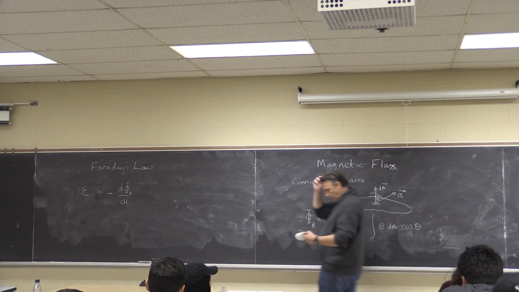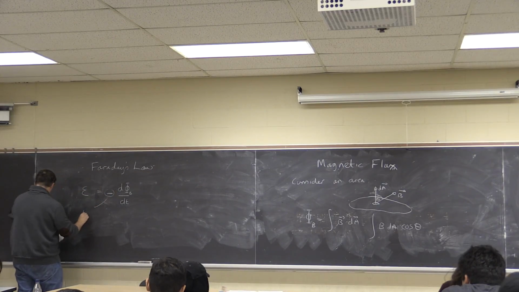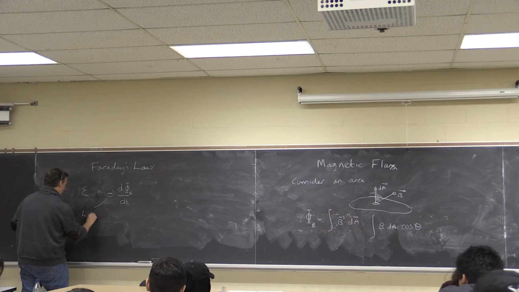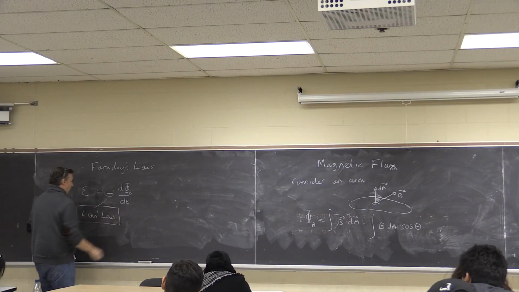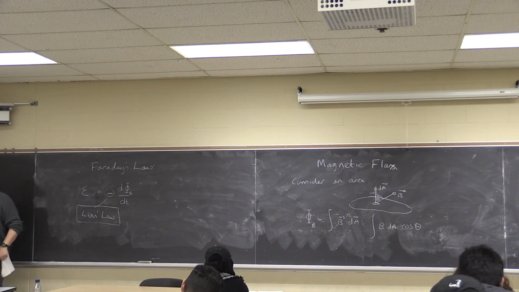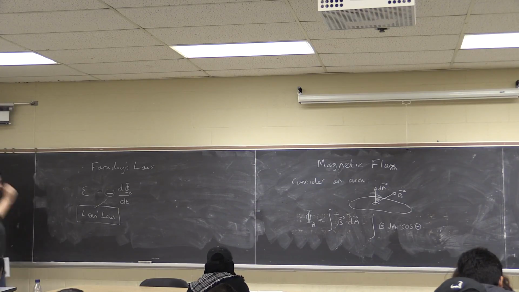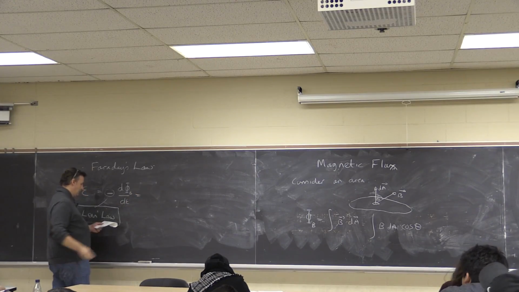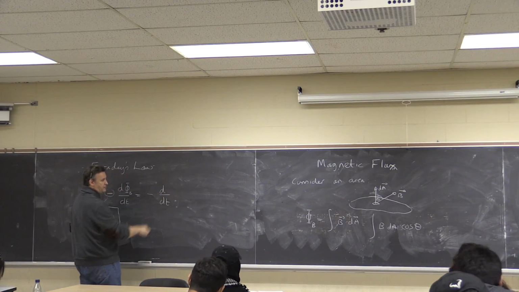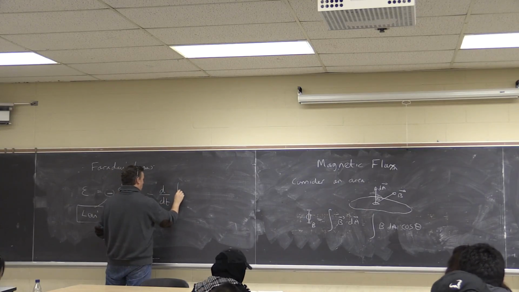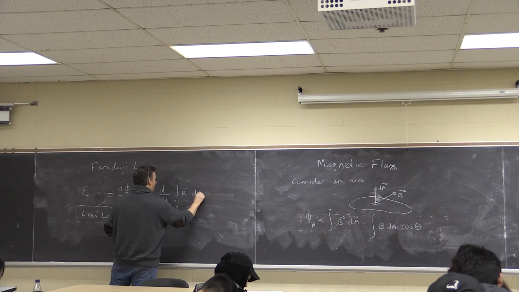Basically, the negative sign comes from what we now know as Lenz's law, which we'll talk about maybe next time. And that explains the direction of the current flow induced. You also see this written as negative d by dt of this thing, the integral of B dot dA.